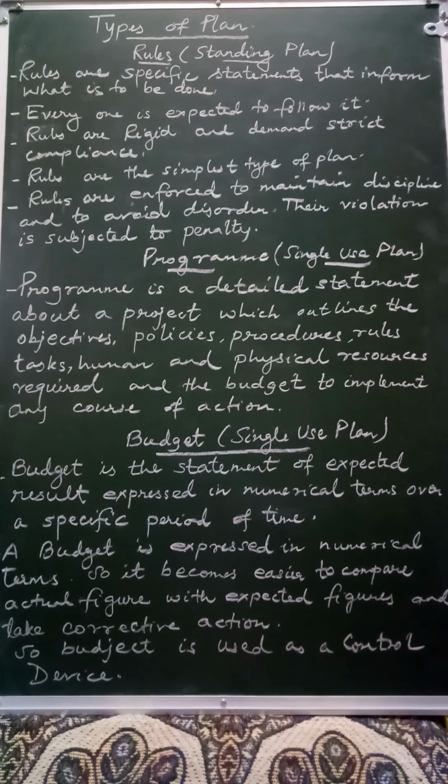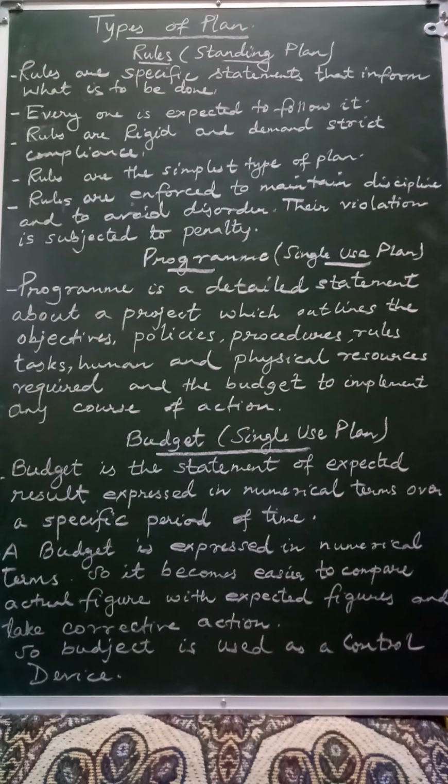The types of plan that we are going to do in this video are rules, program, and budget. Rules is a type of standing plan. In the previous videos, we have discussed standing plans, a plan that occurs again and again or regularly over a period of time. So rules once framed will be followed again and again.